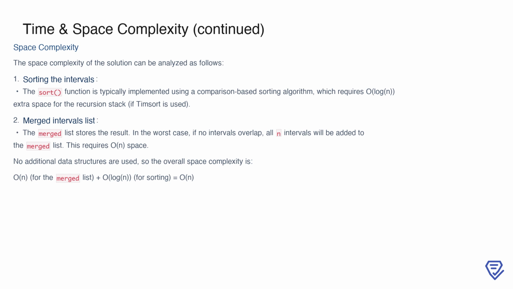The sort function, often implemented using a comparison-based sorting algorithm like Timsort, requires O(log n) extra space for its recursion stack. Additionally, the merged list is used to store the result. In the worst-case scenario, where no intervals overlap, all n intervals will be added to the merged list, requiring O(n) space. Since no other data structures are used in the algorithm, the total space complexity is the sum of these two components, O(n) for the merged list and O(log n) for sorting. This gives us an overall space complexity of O(n), as the linear term dominates for large n.